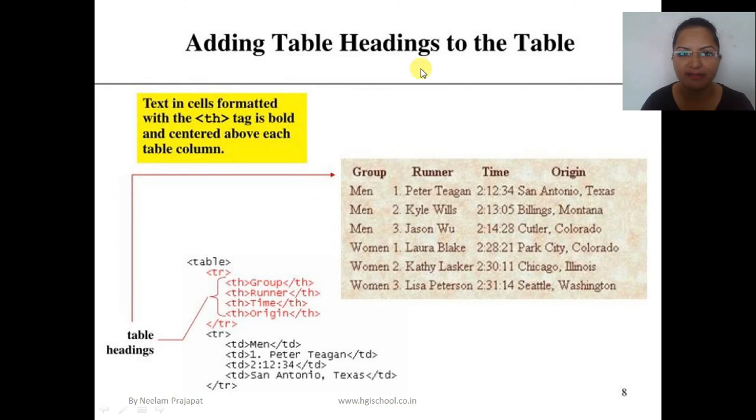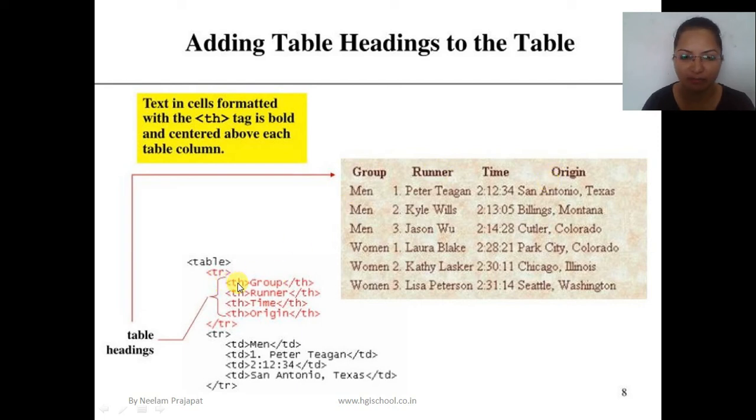So here this is the example. You can see in the first row the group, runner, time, origin headings are in the center and slightly bold. Here you can see th is used for the table heading. How many rows are there? First of all, you can see 1 2 3 4 5 6 7 rows, but in the example I have shown you only 2 rows. You can write this code the same way. Now this is the first row, and the first row contains 1 2 3 4 th.